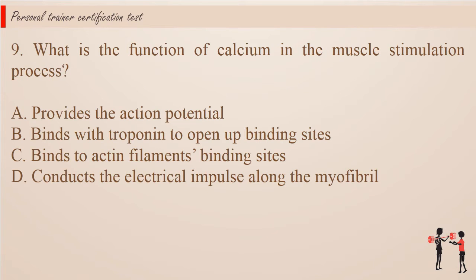Question 9. What is the function of calcium in the muscle stimulation process? A. Provides the action potential. B. Binds with troponin to open up binding sites. C. Binds to actin filaments binding sites. D. Conducts the electrical impulse along the myofibril.